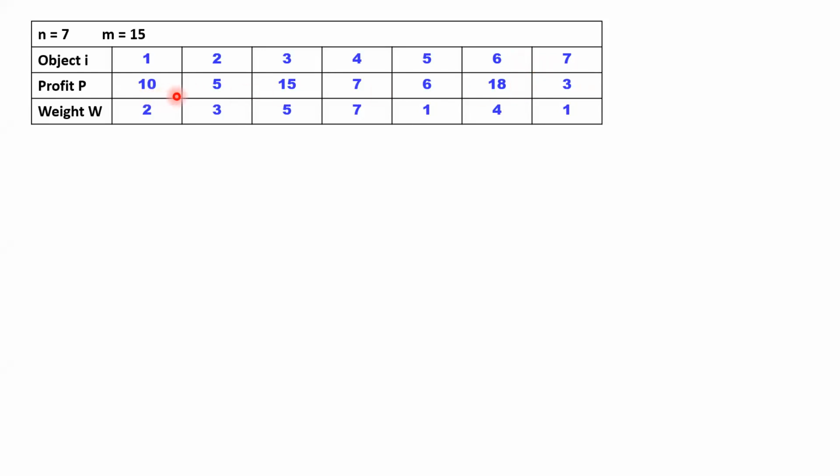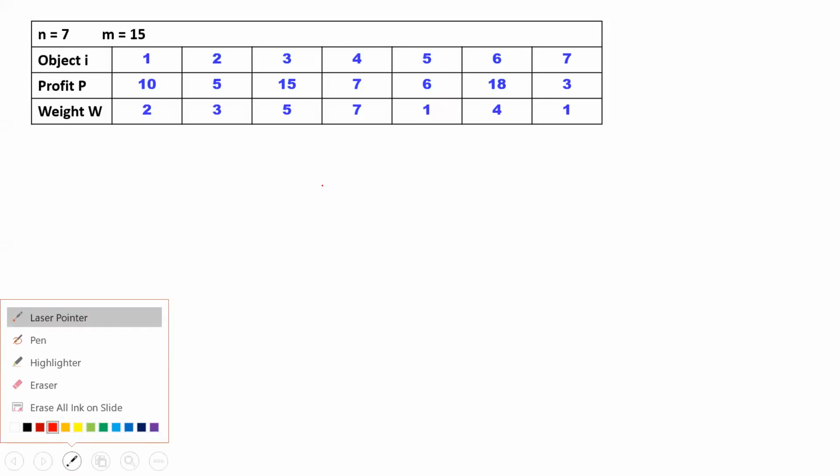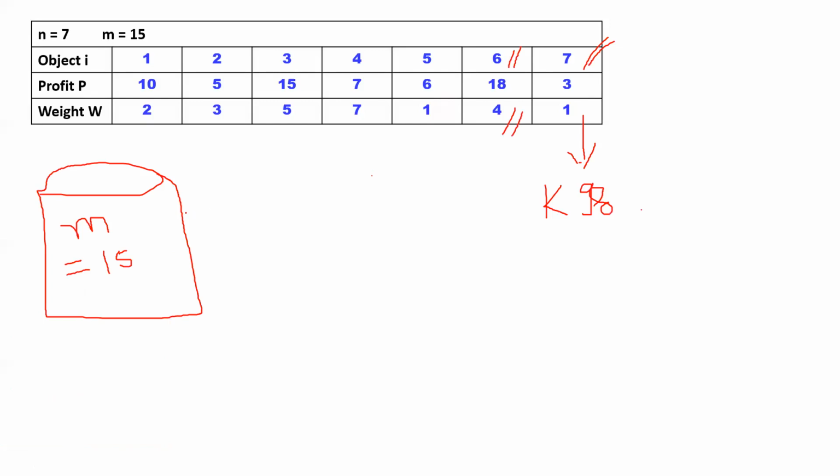Among all the objects available from 1 to 7, I'll first choose the item with the highest profit. The item with the highest profit is 6. The sixth object has the highest profit among all the available choices. This is your stage 1: selecting an object with the highest profit. So what is the first item that I'll fill into the bag? Here is my bag, and I'm going to first fill object number 6.